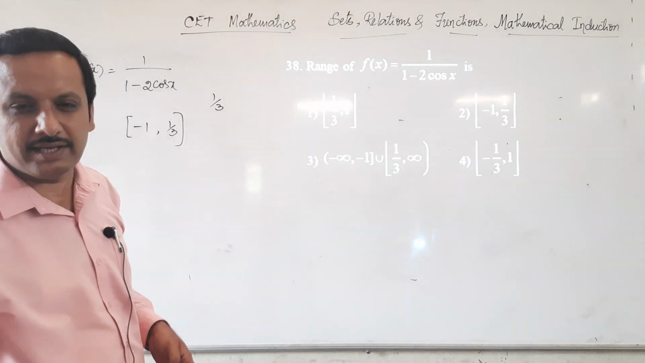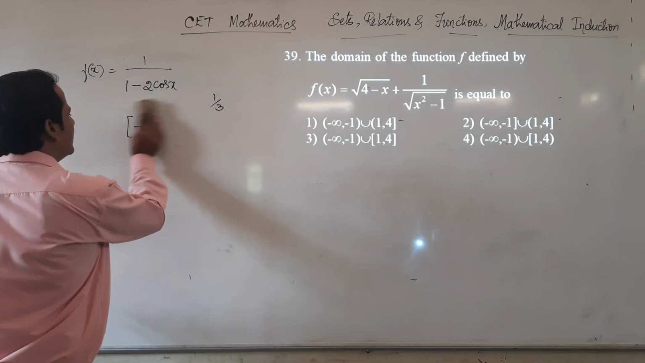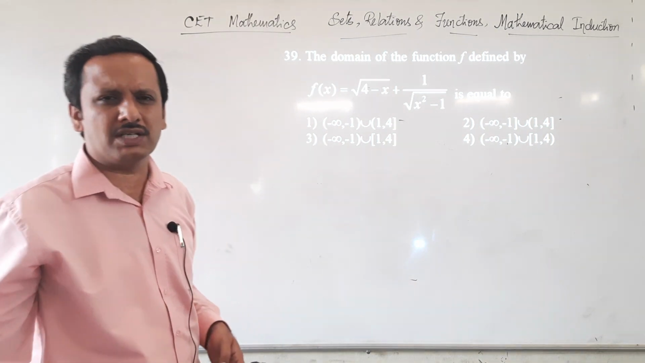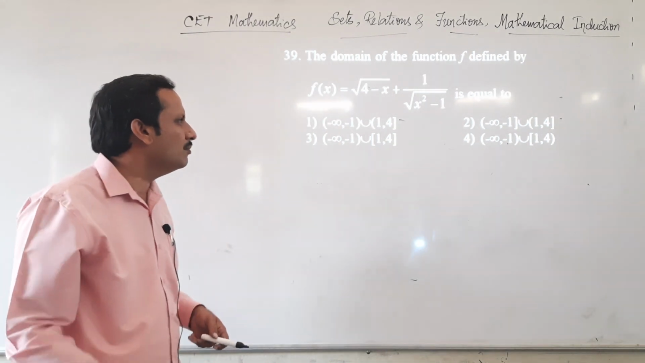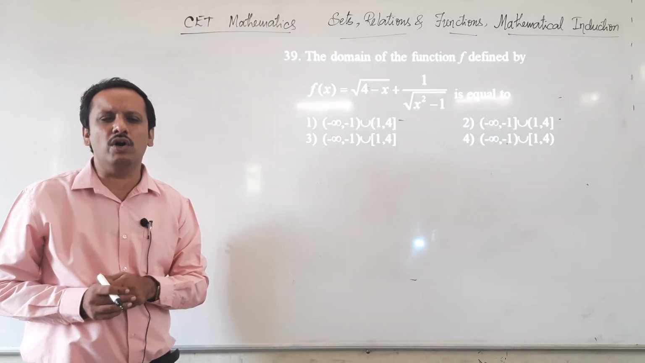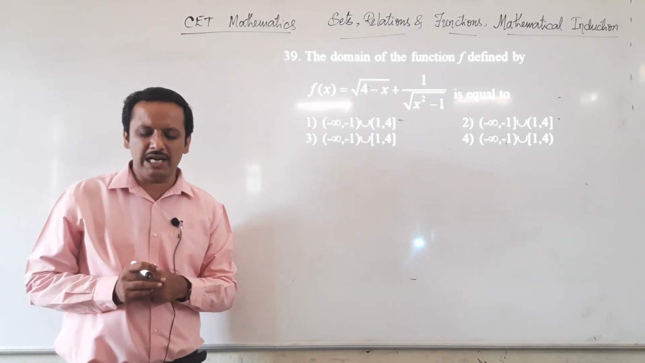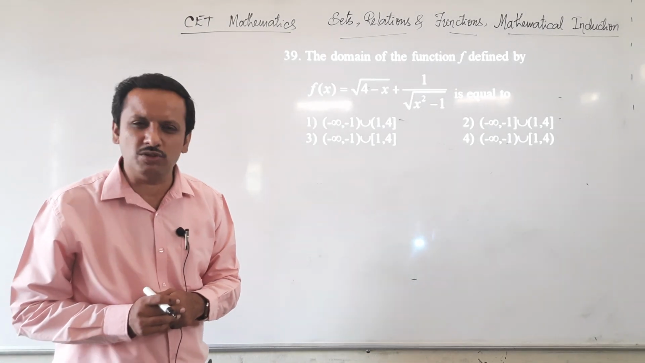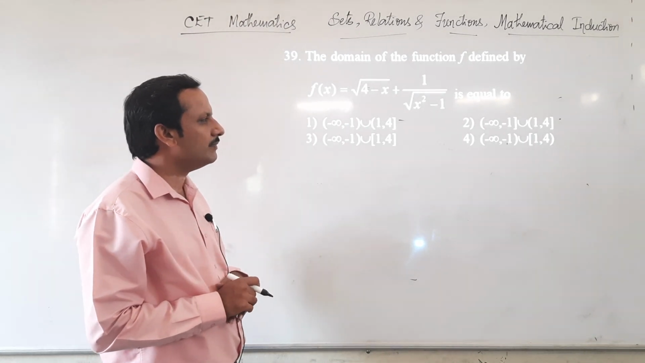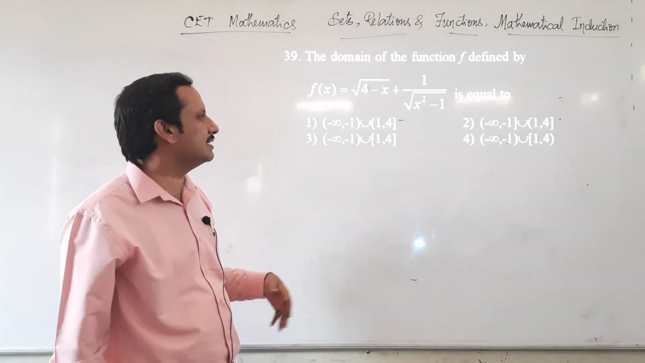Is the second option. Then the domain of the function defined by... domain. So always to find the domain of a function, what you need to do is put a value for x, check whether that value holds good or not. For that particular value of x, whether the function is well defined or not, that you must observe. So I will take x is equal to 1. Okay, put x equal to 1 here, 4 minus 1 is 3, no problem, root 3 is a real number.